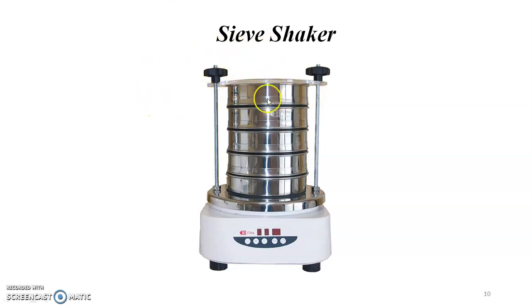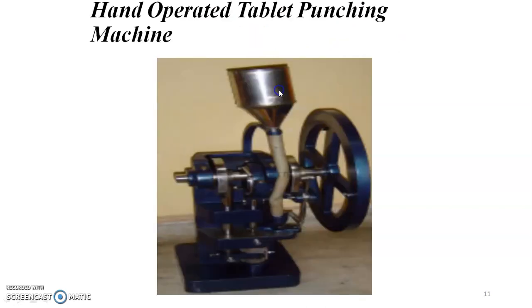As we know, in the case of sieves, the mesh number, that is the sieve number or mesh size, is inversely proportional to the particle size. That means a sieve having a greater mesh number will deliver very fine particles, and those having a lesser sieve number will deliver very large size particles.